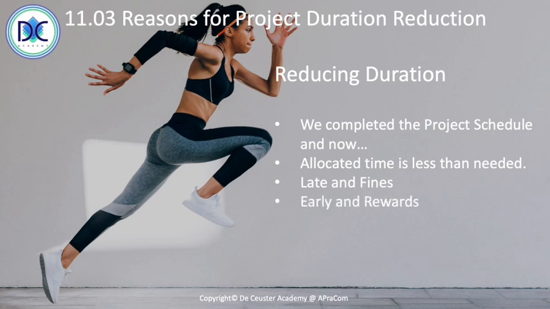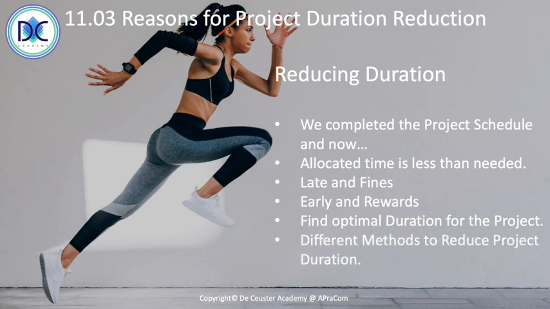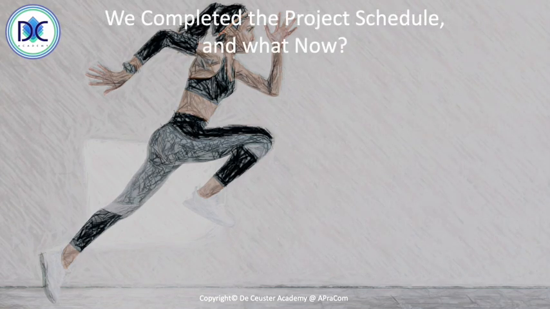We also look at when projects are late, and we will get fines for being late. When projects are early, in some cases we can get a reward, it depends on the situation. And also we can find the optimal duration of the project, looking at different elements related to project costs and cost for reducing the duration. There are some different methods to reduce the project duration. I will mention them here, and later in the follow-up videos we will be looking at some of those methods in detail. So we completed the schedule.